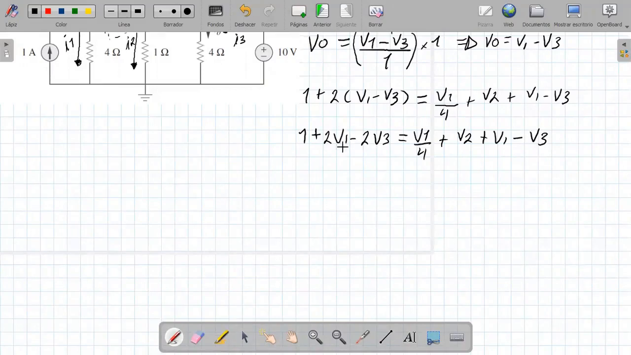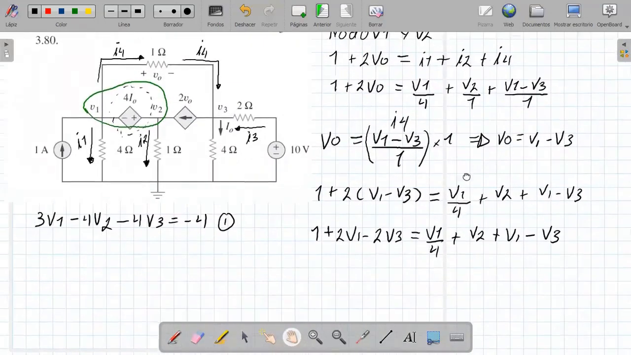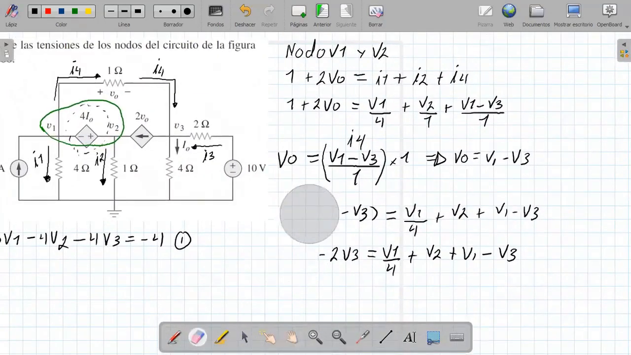Let's speed it up. I organize the variables on one side of the equal sign and the constants on the other side. The equation is going to be 3 times V1 minus 4 times V2 minus 4 times V3 equal to minus 4. You can corroborate it yourselves. I'm skipping that algebra part to not make the video so long.